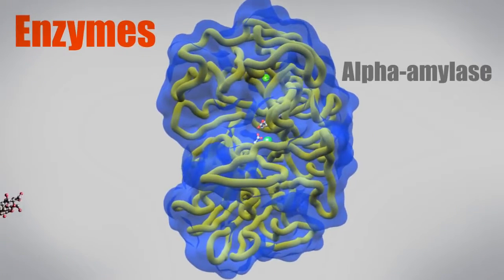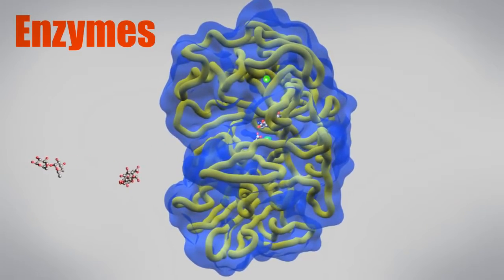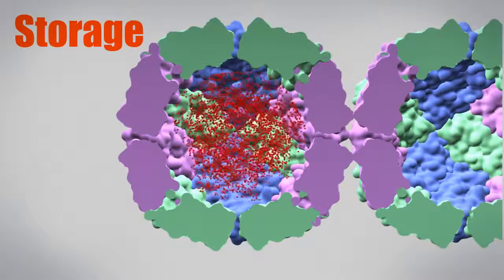Alpha amylase is an enzyme with a catalytic site that begins the breakdown of carbohydrates in our saliva. Ferritin forms a hollow shell that stores iron from our food.